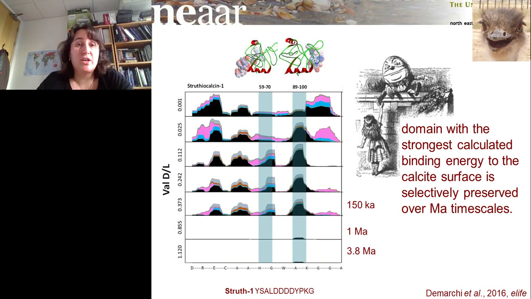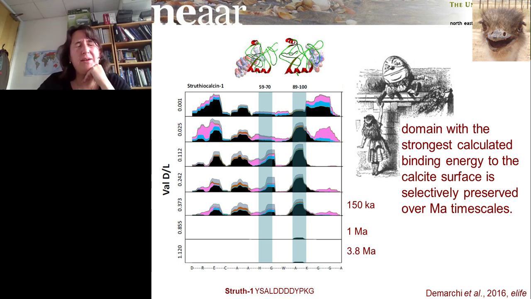We then started to look at the archaeological material, and we started to go further and further back in time. As you look in the left-hand graph, this is the sequence of struthiocalcin-1, basically the proportions of the spectra that contained those particular parts of the sequence. And what you can see as you go down the plot is that you get struthiocalcin preserved for a good length of time. By 150,000 years, you can still get the whole sequence out in your mass spec.